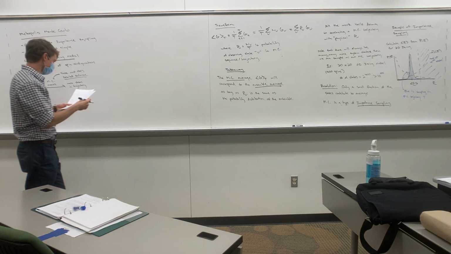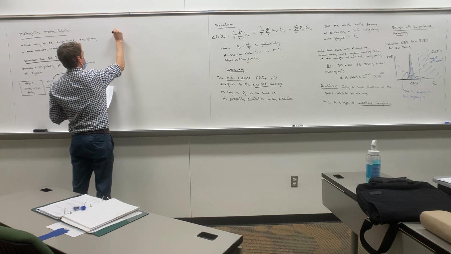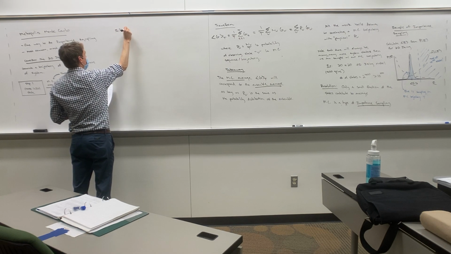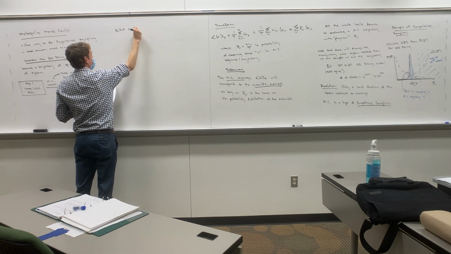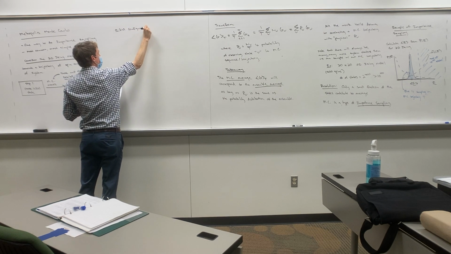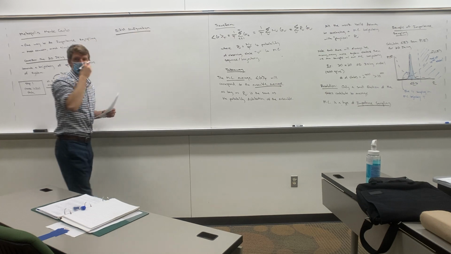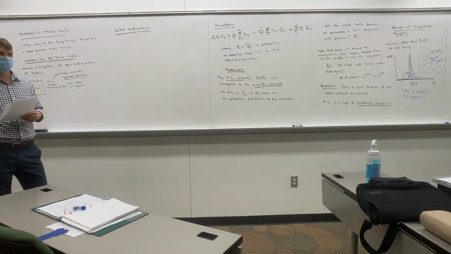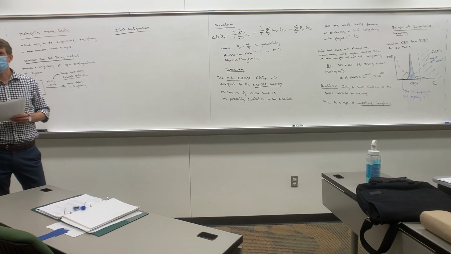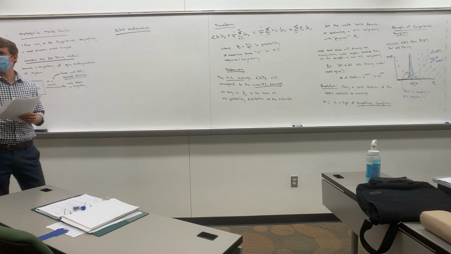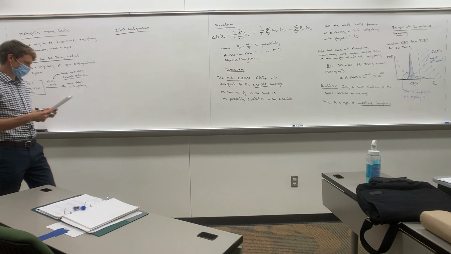Let's start with the initial configuration. You're going to choose this on your computer. The easiest thing to do on your computer is probably either put all your spins up, put all your spins down, or make them all random. Those are the different initial configurations you're going to test.